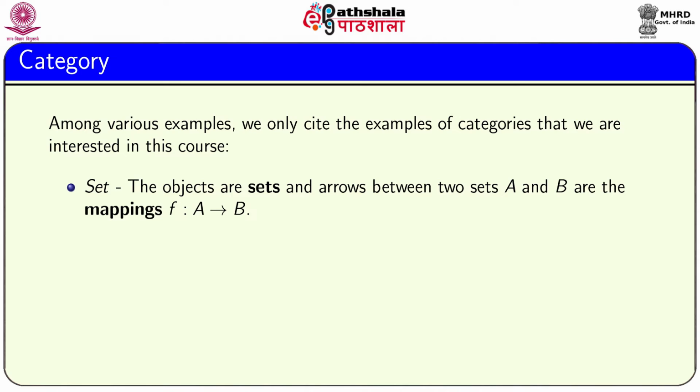Among various examples, we only cite the examples of categories that we are interested in this course. The first one is the category of sets and mappings. We denote this category by Set, where the objects are taken as sets. The arrows or morphisms are basically the mappings, and the composition is the usual composition of mappings.